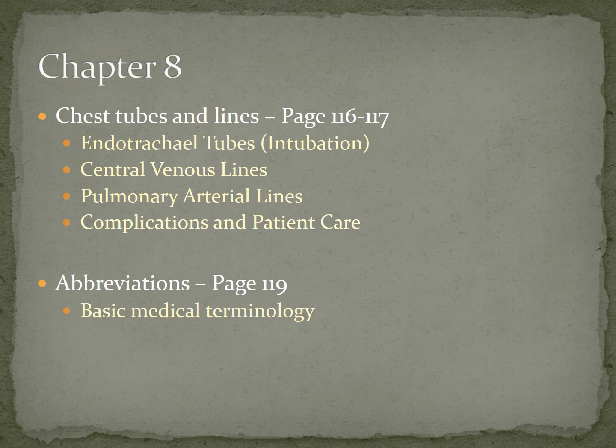It does get into the different types of tubes on page 116. There's endotracheal tubes, central venous lines, pulmonary arterial lines. We x-ray those for placement oftentimes, but we don't inject into them. That would be a nursing or a doctor thing. But we should be familiar with where they are and how they are accessed and what they are used for.